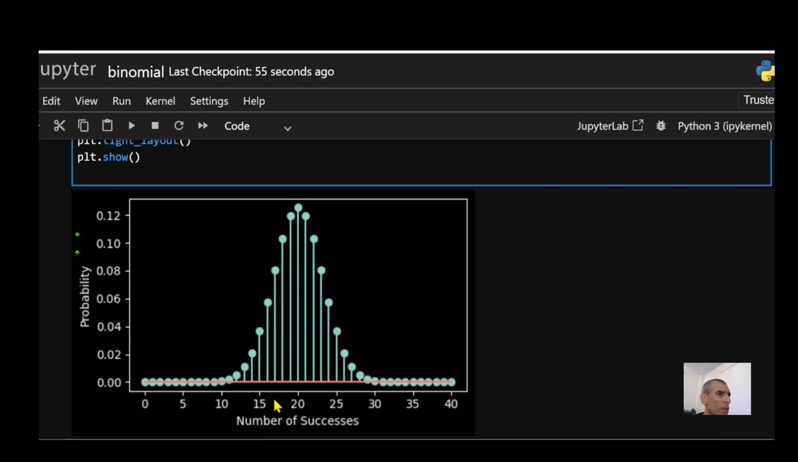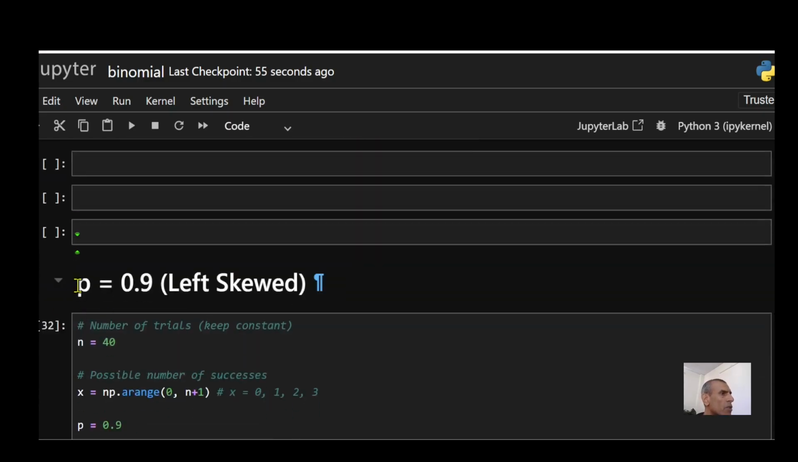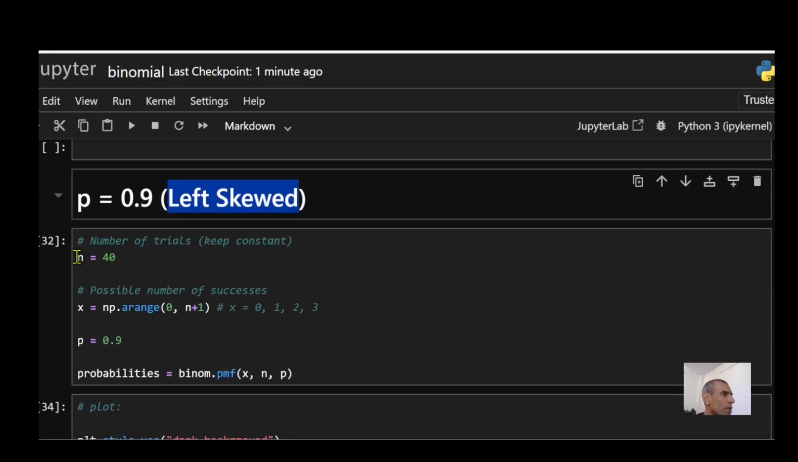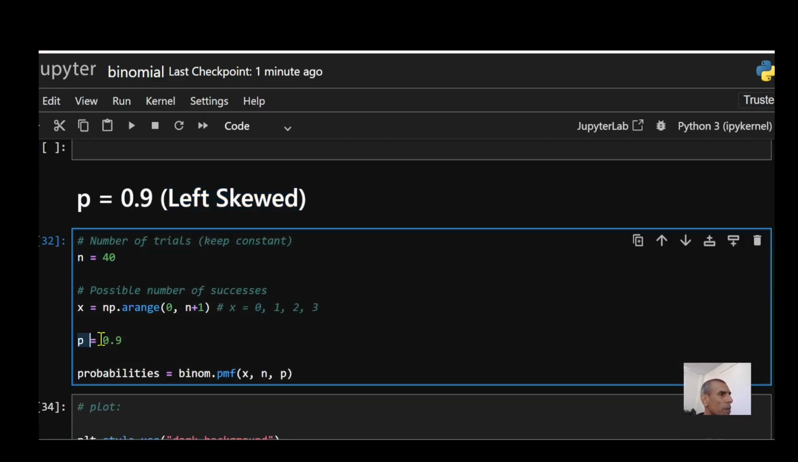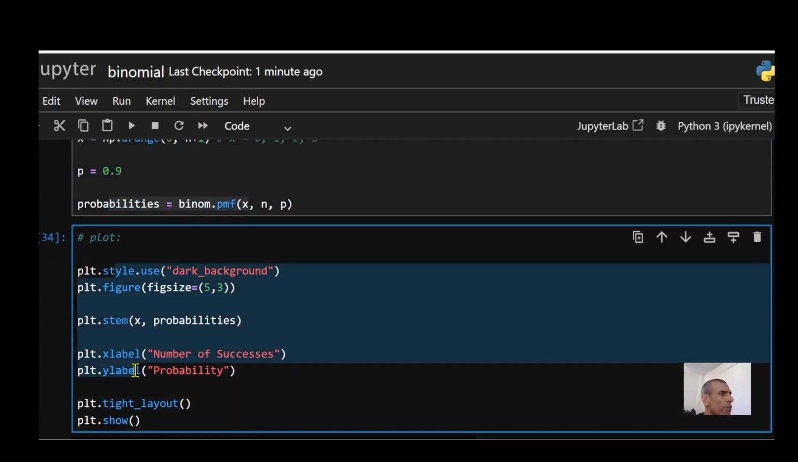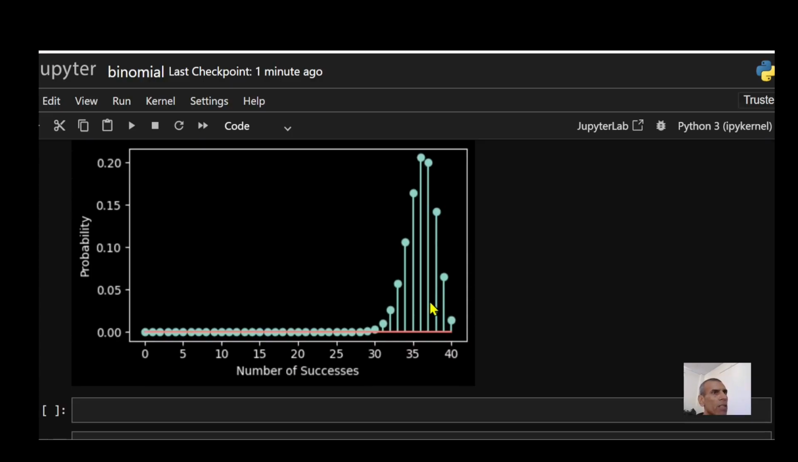Then in this case, I'm using p equal to 0.9. In other words, my probability of getting success is very high. It's 90%. Here, your graph is going to be left skewed. This is the characteristic of these graphs. In this case, my number of experiments is 40, and my probability is 0.9. I compute the probability, plot the graph, and when you plot it, this is how it looks. You can see that the graph is left skewed in this direction.